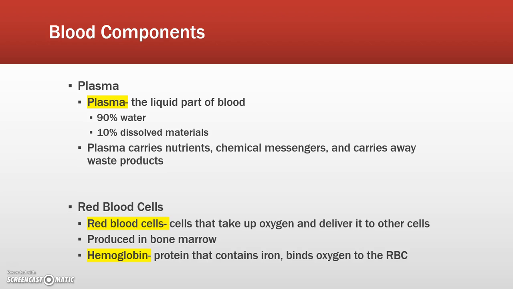The part of blood that you're probably most familiar with is your red blood cells. So the red blood cells take up oxygen and deliver it to other cells. And as we learned when we talked about the skeletal system, they're produced in the bone marrow. And they have a chemical called hemoglobin, which is a protein that contains iron, which binds the oxygen to the red blood cell.